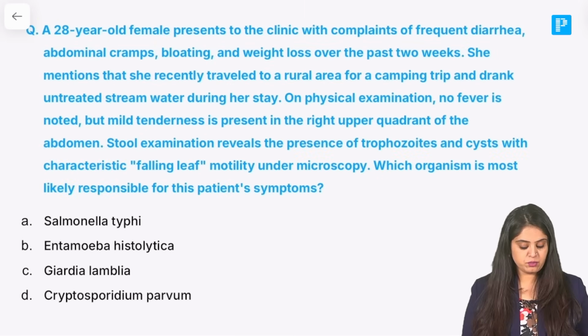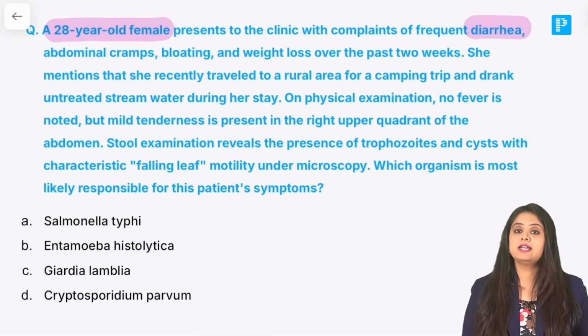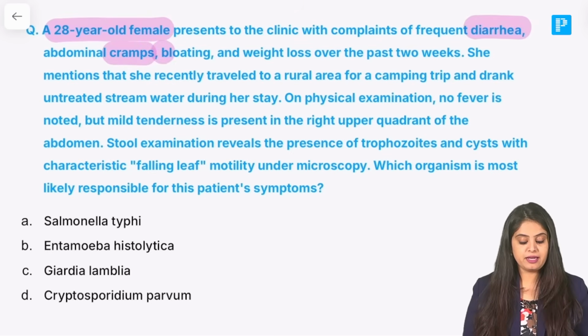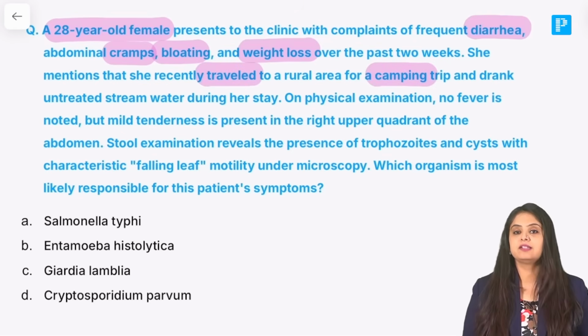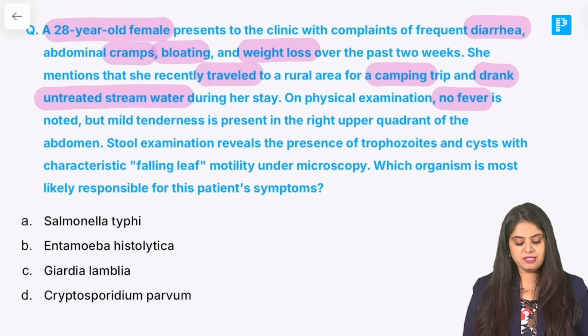Moving on to the next one, a 28-year-old woman comes to the clinic with diarrhea. Okay, there are abdominal cramps, bloating, weight loss. There is recent travel history and cramping that is present. Obviously, drinking some stream water was there. So a classical diarrhea-related history is given here. Physical examination, there is no fever. There is mild tenderness in the right upper quadrant of the abdomen.